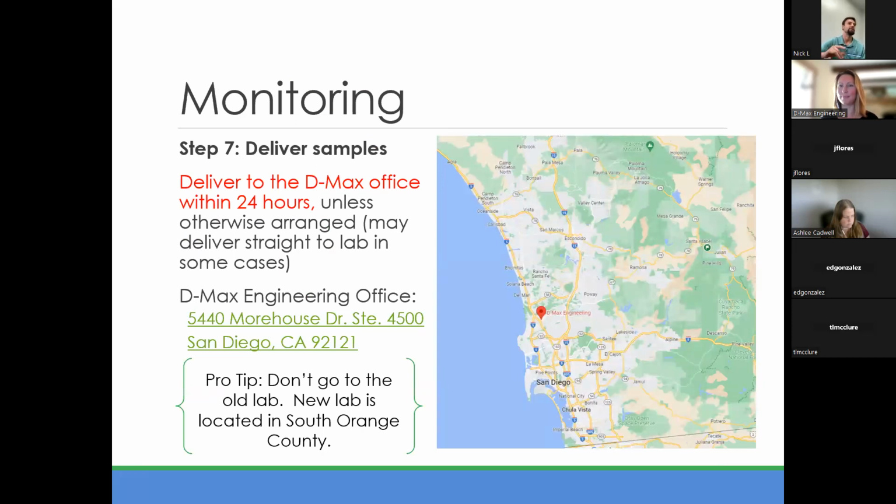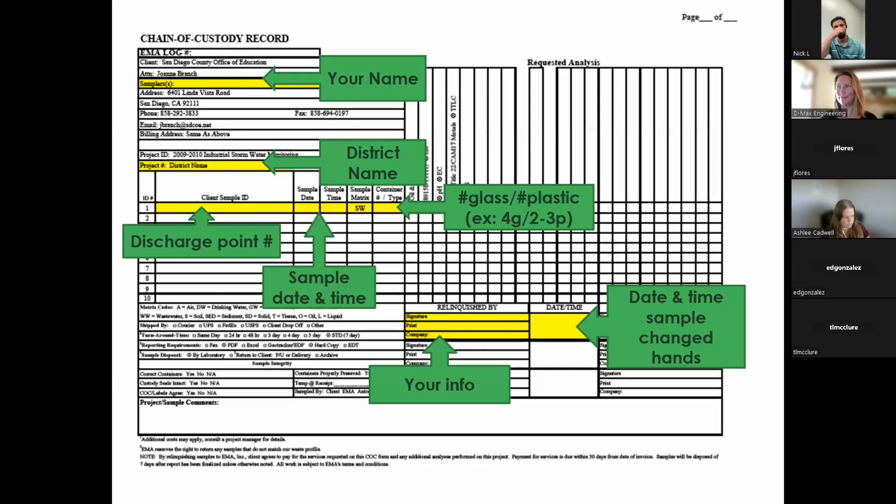And let me go back for 1 second. The most important part about the chain is having, at the bottom, this bottom portion about your info, date, time, samples changed hands. We should be making sure that anytime the sample changes hands between different people, we are signing it off and making note of that.